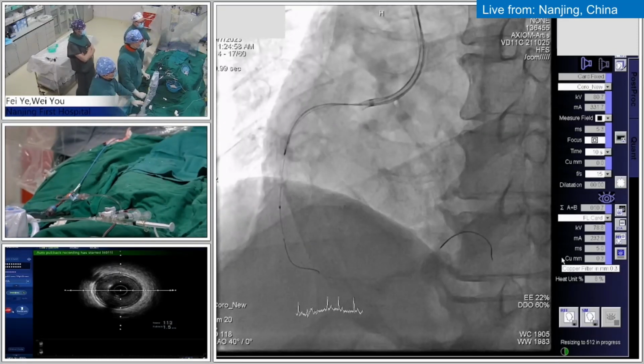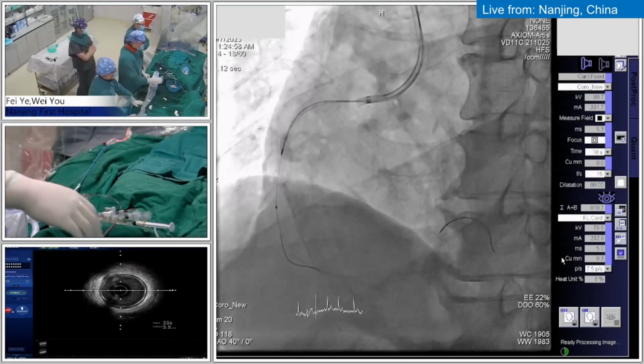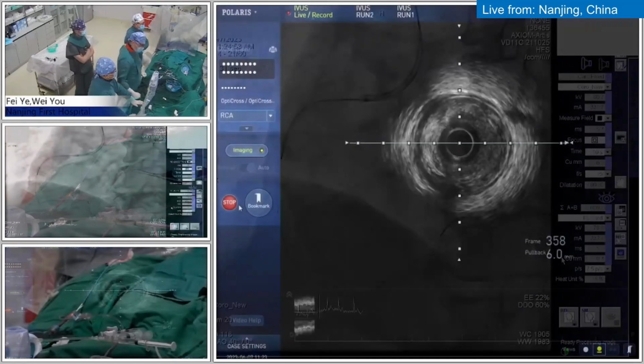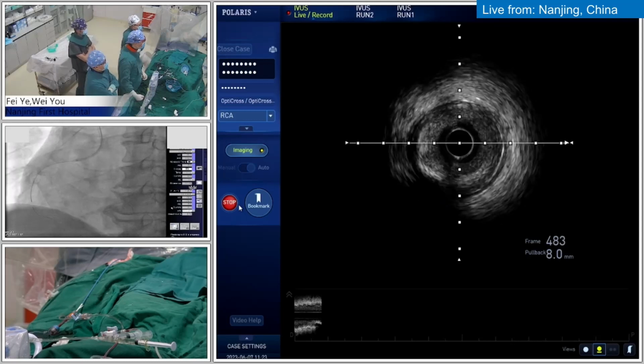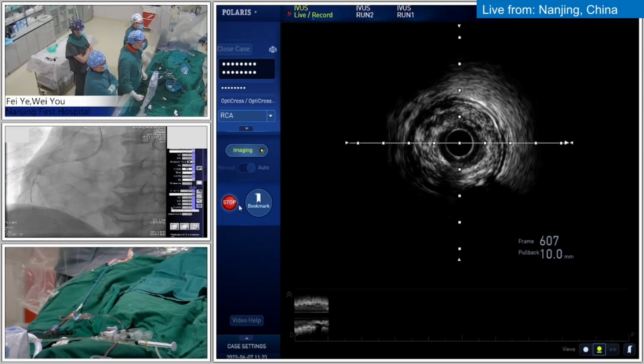The distal RCA is normal. Yes, I think a very huge vessel. The vessel diameter is more than 3.5. Yes, 3.5, okay. The big vessel. And here we can see eccentric calcified plaque. But here the calcification angle is not more than 180 degrees.